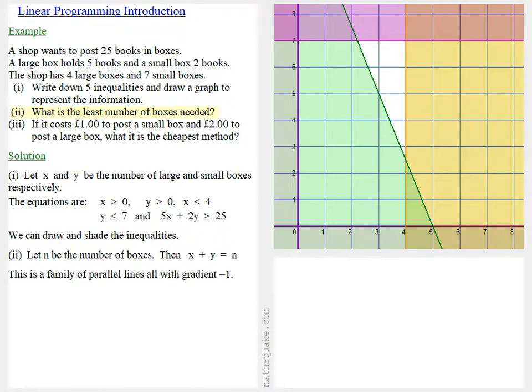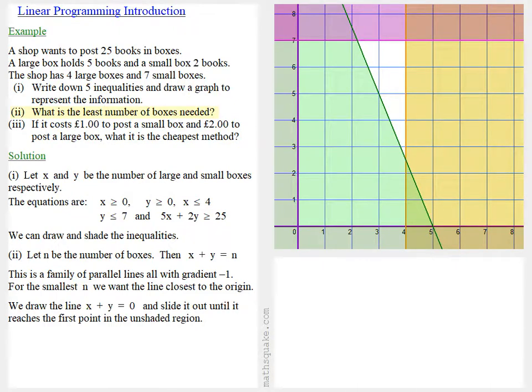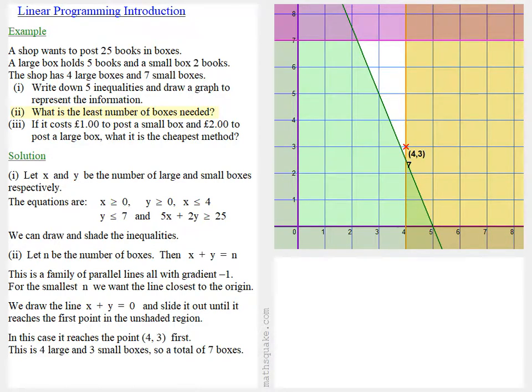Now x plus y equals n is a family of parallel lines, all with gradient -1. For the smallest n, we want the line closest to the origin. So, if we draw the line x plus y equals 0, and then slide it out until it reaches the first point in the unshaded region, in this case, it reaches the point (4, 3) first. Now that is 4 large and 3 small boxes, so it's a total of 7 boxes. So we have the minimum number of boxes needed is 7.